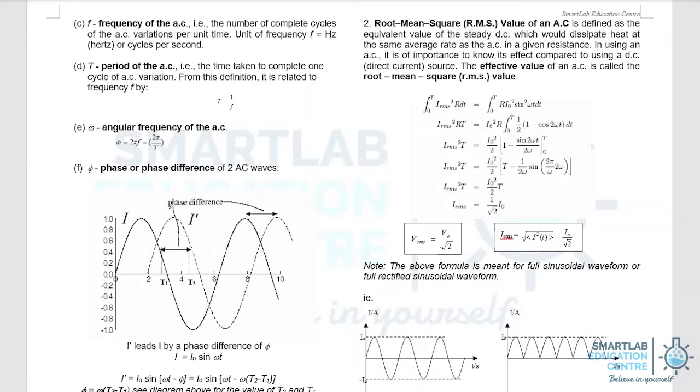Next, we would like to introduce the phase difference. The phase difference could be calculated no different from simple harmonic motion. You can take the time difference between here. So the phase difference between these two AC waves will be the change in time divided by T multiplied by 2 pi. That will give you the phase difference in radians.